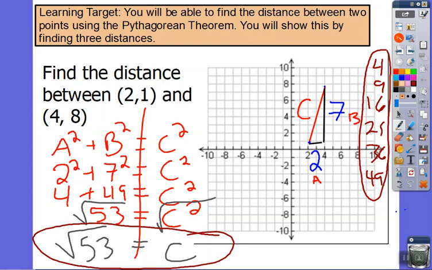And I don't want to type it in my calculator. If I did, my answer is 7.280109889. But that's considered imprecise. So to be precise, my answer is going to be the square root of 53.